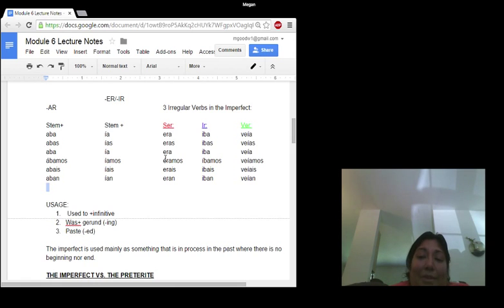There are only 3 irregular verbs in the imperfect, and they are ser: era, eras, era, éramos, erais, eran; ir: iba, ibas, iba, íbamos, ibais, iban; and ver: veía, veías, veía, veíamos, veíais, veían.